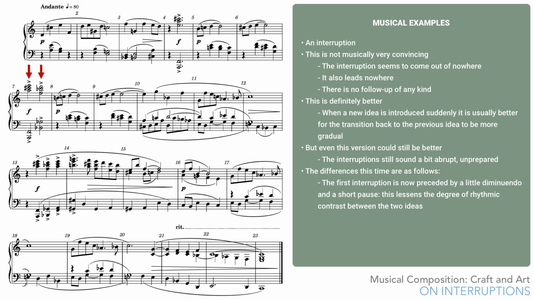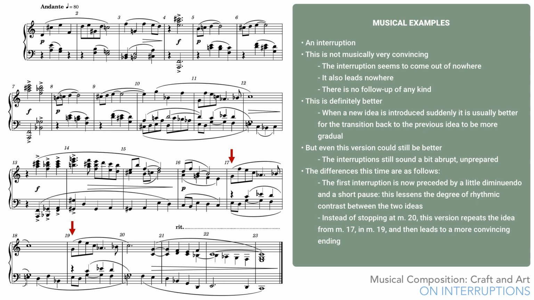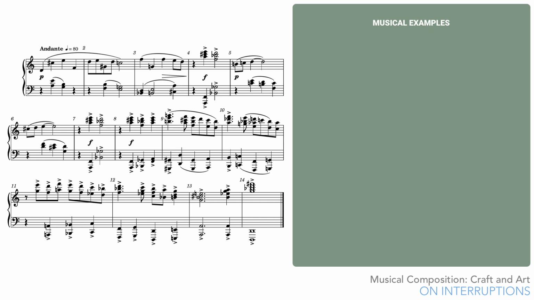Measure 7 contains the same 2 chords as in the previous version, but now in half notes instead of whole notes. This lessens the degree of rhythmic contrast between the 2 ideas. Instead of stopping at measure 20, this version repeats the idea from measure 17 in measure 19, and that leads to a more convincing ending. As a composition, this works better. And now one last version.